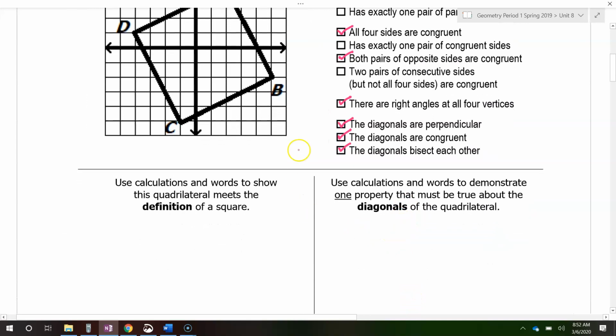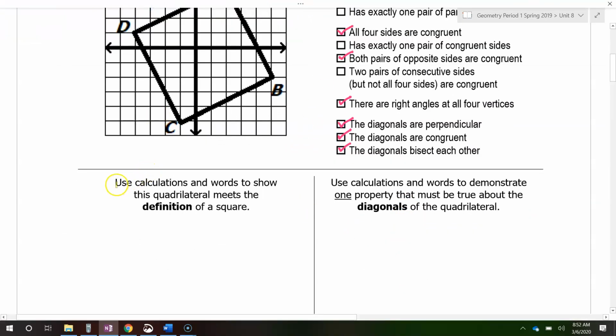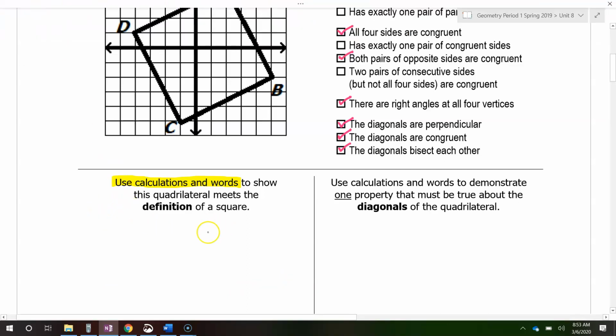Anyway, aw shucks, use calculations and words. What did I tell you yesterday that we were going to have to do anytime you saw use calculations and words? That's right. This is looking for an introduction, a main body, and a conclusion. All right, and I'm going to color code those. I'll do my introductions in blue. Feel free to type some of this, like introduction and conclusion. If you write kind of big, you might want to type.